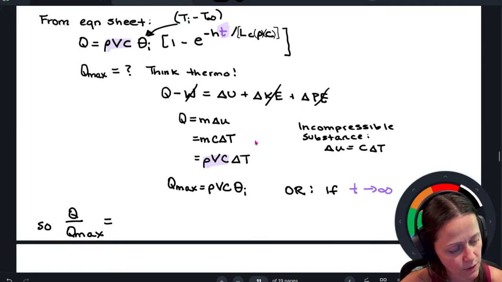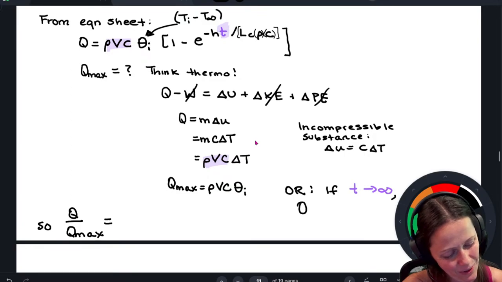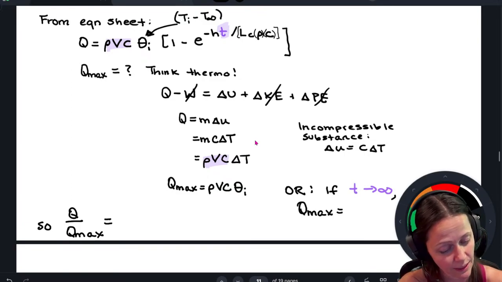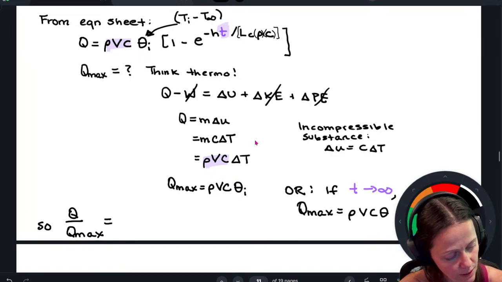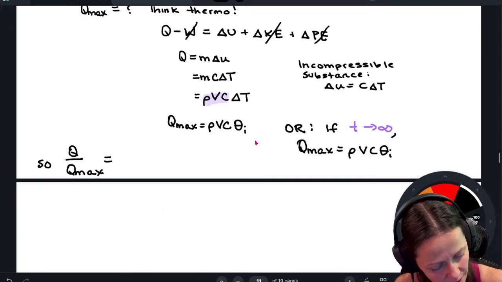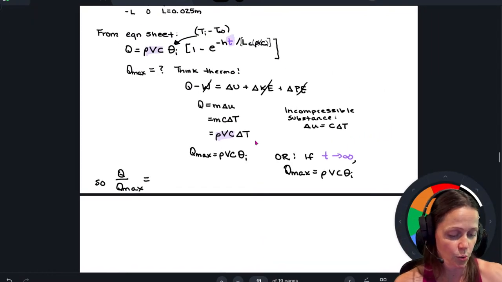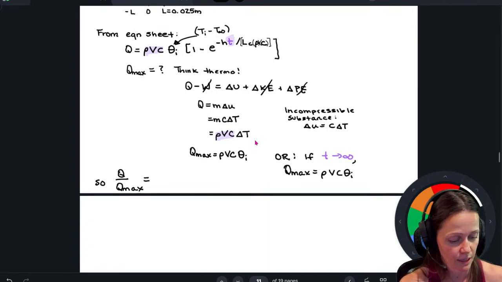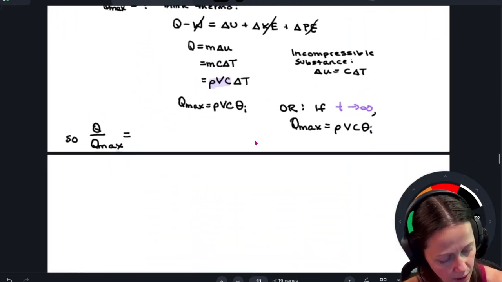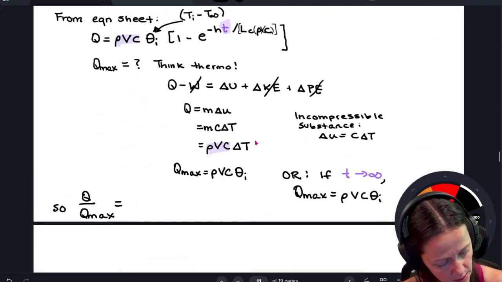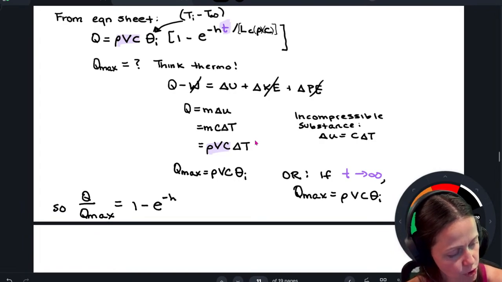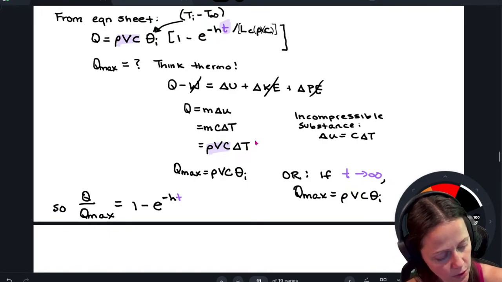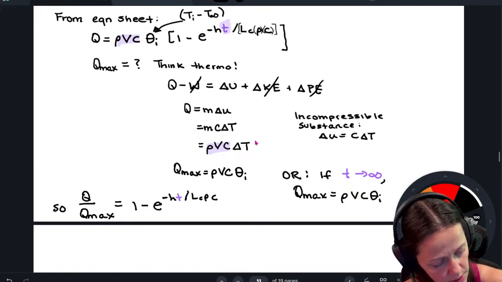If T goes to infinity, then that would be your Q max, and you get the same thing: rho V C times theta initial. Love it. All right. So if we put Q over Q max, now that rho V C specific heat times theta initial, it just becomes 1 minus E to the negative HT over L C rho C.